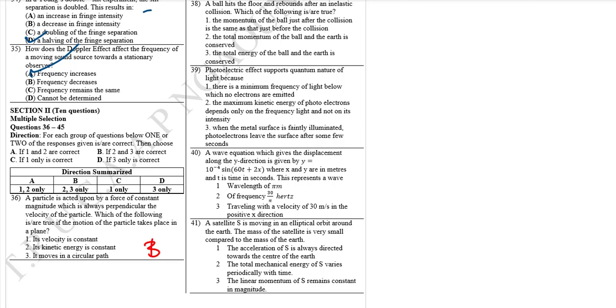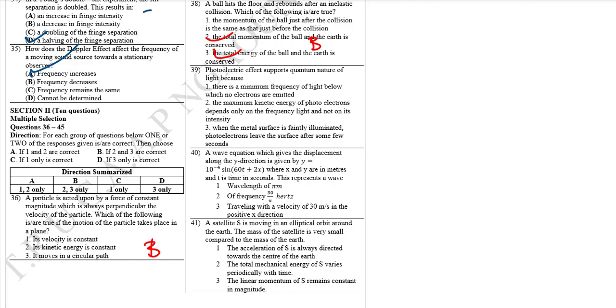Is option 1 correct? The momentum before is equal to the momentum after? No, because there will be a change in direction. So you see the ball is falling, and since momentum is a vector quantity, the direction will definitely change, so momentum is not the same. But the total momentum of the ball and the earth is conserved. True. The total energy of the ball and the earth is conserved. True. So options 2 and 3 are correct. Correct option B.